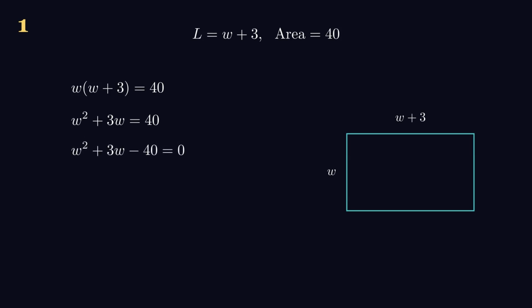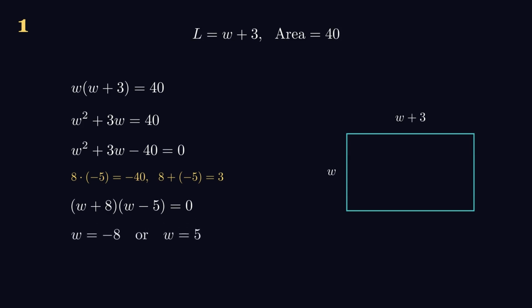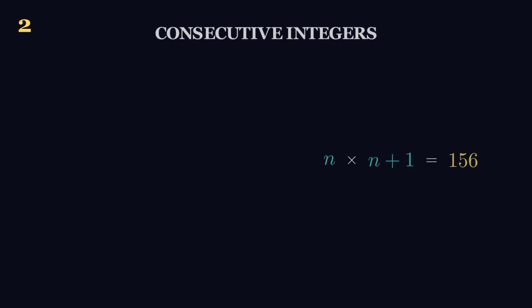Factor. Two numbers that multiply to negative 40 and add to 3. 8 and negative 5. So, W plus 8 times W minus 5 equals 0, giving W equals negative 8 or 5. A width can't be negative, so we toss it. Width 5, length 8. Number 2. Two consecutive positive integers multiply to 156. Find them.